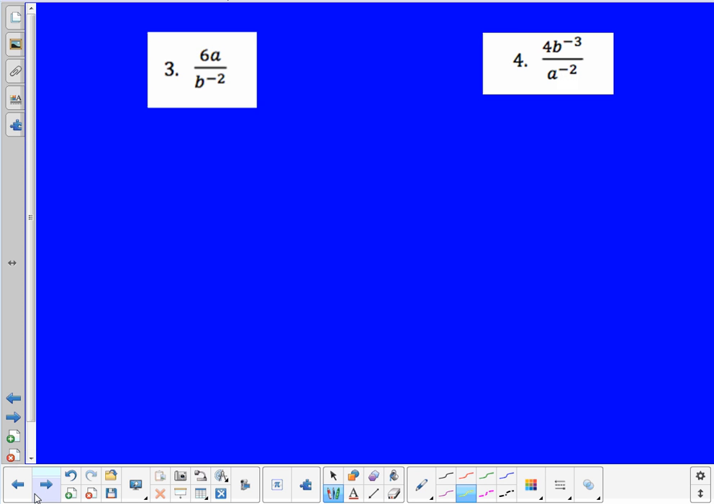Let's look at number 3. In number 3, I have 6a over b to the negative second. So b to the negative second can't stay like that. I'm not allowed to leave negative powers. So I flip it up to the top, and that leaves me with a positive power. So I have 6a that's already there. Then I have b to the second. And when I take everything out of the bottom, I'm left with a 1. Now again, dividing by 1 doesn't change our answer, so I don't actually need to write it like that. This is just 6ab squared.